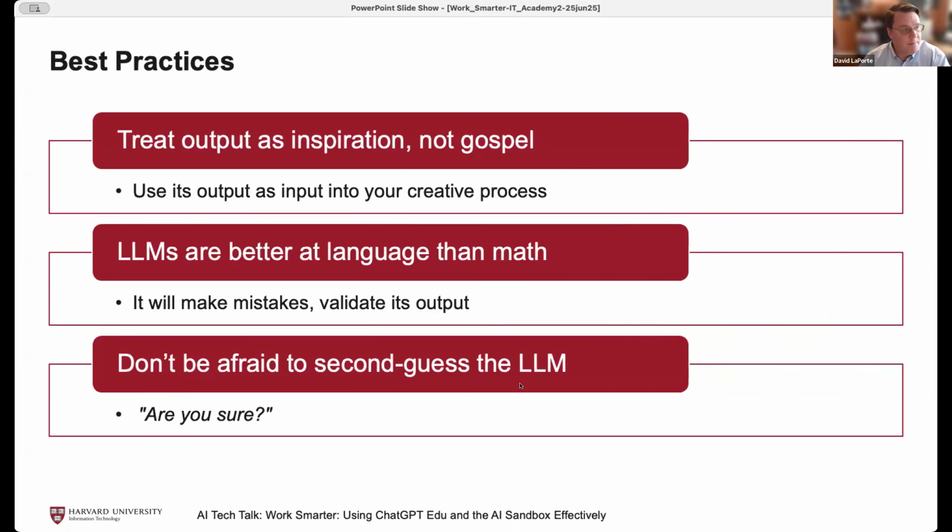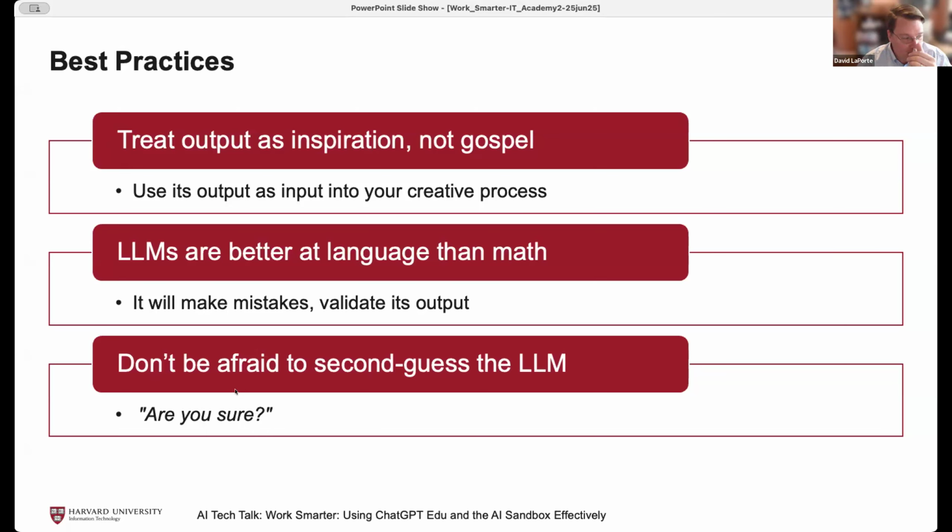And then finally, best practices. I kind of covered some of these in my examples, but treat the output of these models as input to your own creative process. Don't treat it as gospel. Second guess it. Ask questions like, are you sure? Very often, particularly when it comes to some of these data transformation exercises or a model doing math, if it doesn't look quite right, just ask it, are you sure about that? And very often it will just say, oh yeah, you're right, sorry. And it will just fix the output for you.